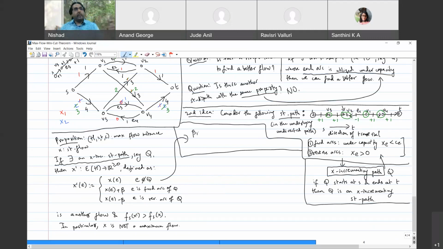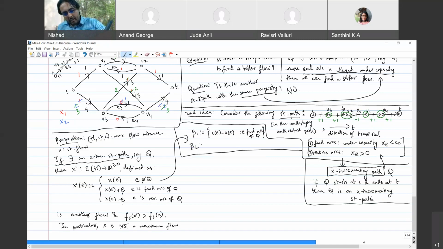So we want to make sure that the forward arcs remain under capacity, and we want to make sure that the reverse arcs continue having a non-negative flow. So we're going to compute two betas, and then we're going to take the minimum of those two. Right? So beta 1 is going to be, for all forward arcs, E is a forward arc of Q, we are going to take the difference between the capacity and the current flow value, the current X value on this arc.